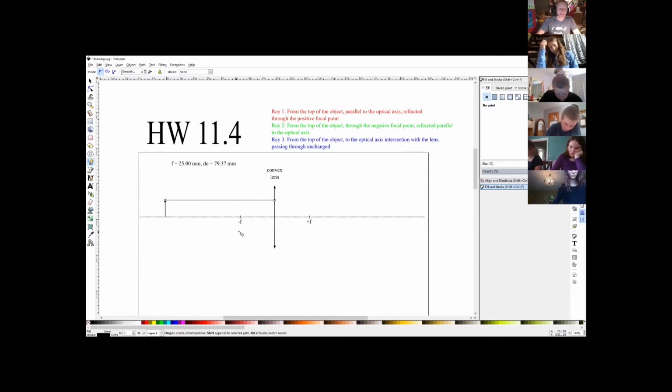So the negative is on the left. It's closer to the object. The positive is on the right. Usually you'll just see these labeled as F and F. I've only made that distinction for the language that we're using up here. So I'm going to take my ray, and the first one gets refracted, which means bent, through the positive focal point, which is over there. It's going to continue through, like so.